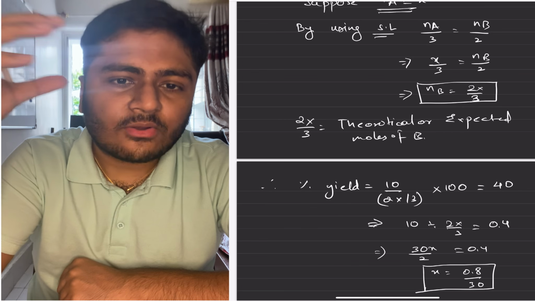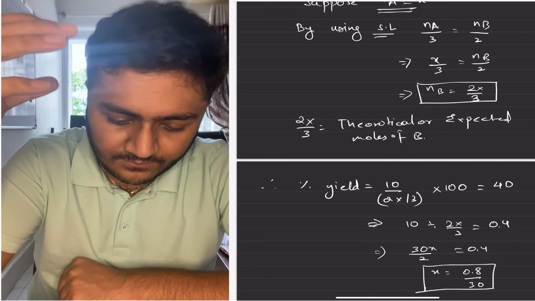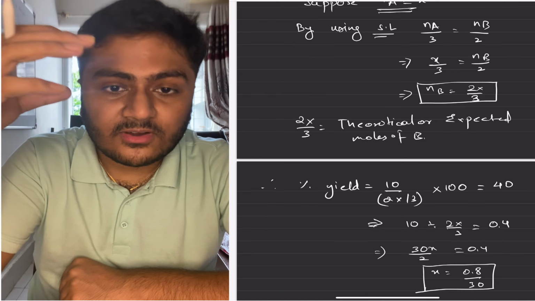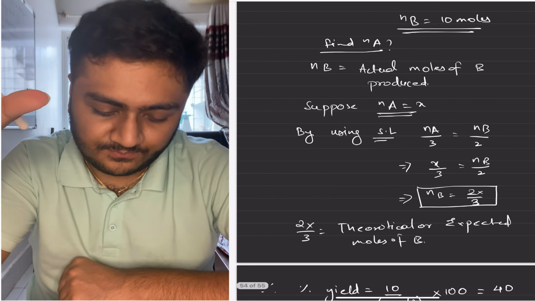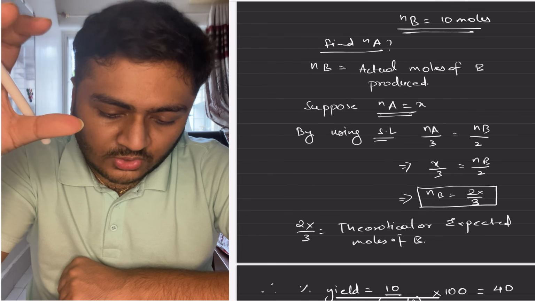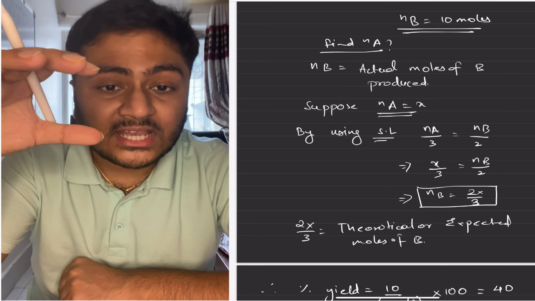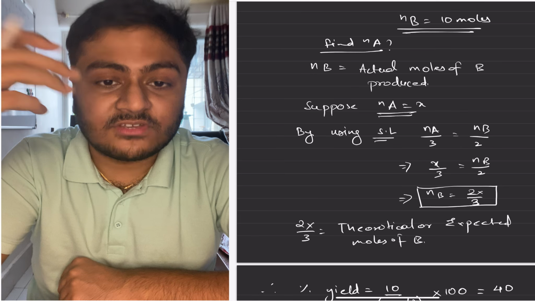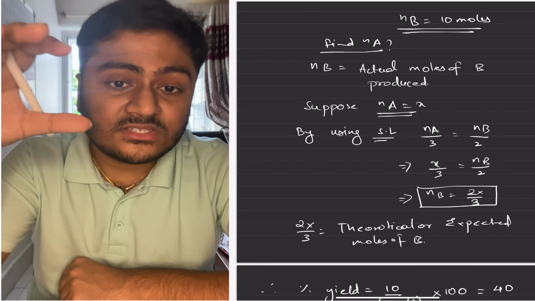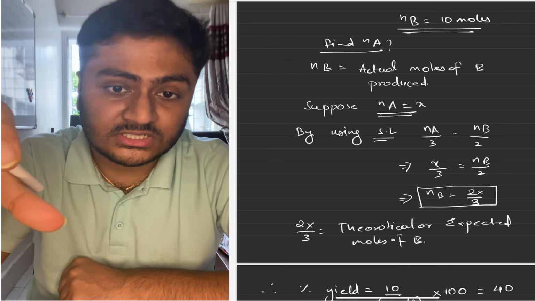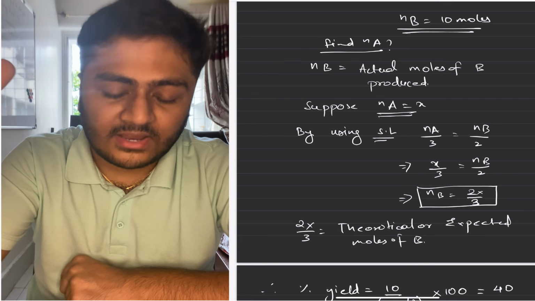How can I do this verbally? The way you can do this verbally is they have already given you the actual moles of B. So you can ask yourself, what would be the moles of B if this reaction was 100% efficient? And then you can find the answer.